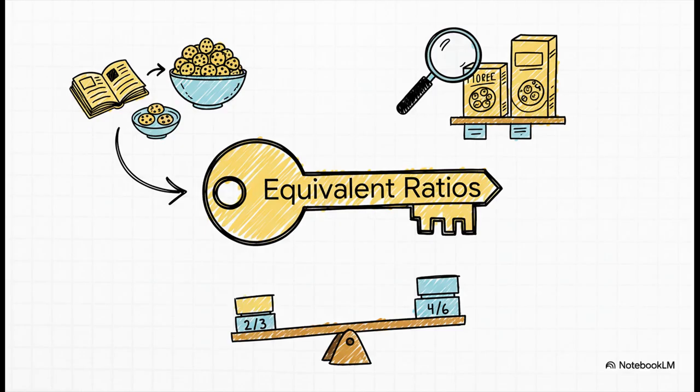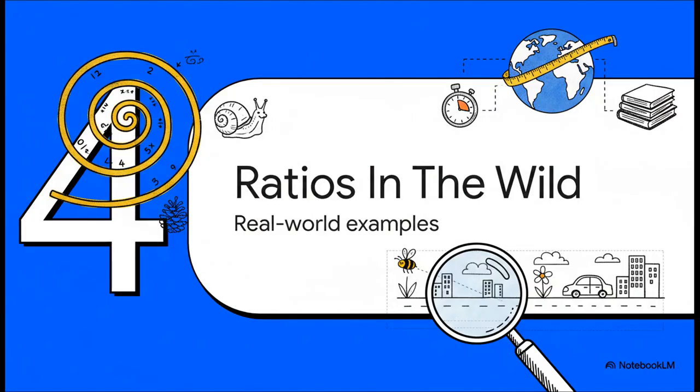Why does it matter? Because this is the secret to scaling a recipe up for a party or down for just yourself. It's how you figure out which box of cereal is actually the better deal. Understanding equivalent ratios is the key that unlocks all sorts of practical, everyday problems. All right, theory is one thing, but let's see how this stuff actually works out in the wild.